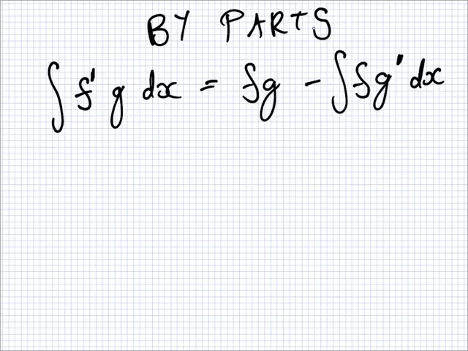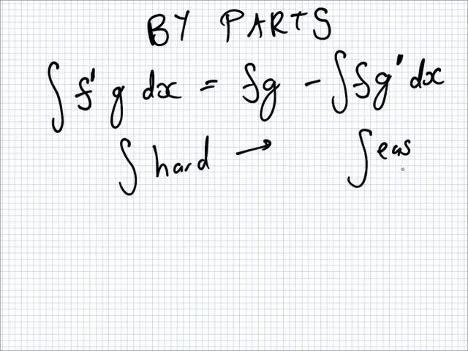Now, you might say, why is this formula useful? Because if you look at it, on the left we have an integration, and on the right we have an integration. So what this formula tries to do is take a hard integration and change it into an easier one. That's how this formula works. It tries to make a more difficult integration into an easier integration.